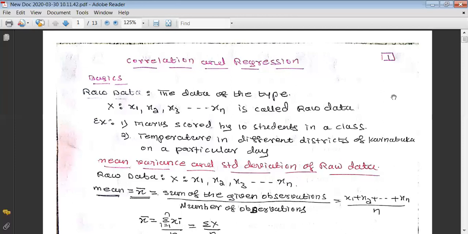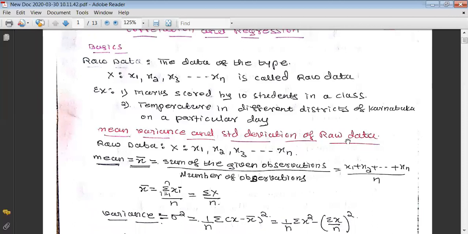Similarly, if you take the temperature of different districts of Karnataka on a particular day, and denote them as x1, x2, x3, and so on, such data is referred to as raw data. Similarly, we can quote many examples of raw data.